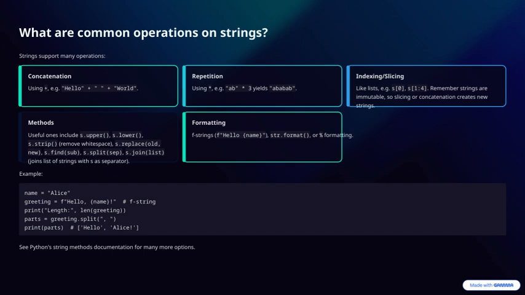Lastly, there's repetition, which uses the asterisk operator. For example, `'ba' * 3` results in 'bababa'. And for concatenation, you can simply use the plus operator to combine strings, such as `'Hello' + 'World'`. All these operations make strings incredibly versatile in Python, allowing us to process and manipulate text in many useful ways as part of our overall programming toolkit.